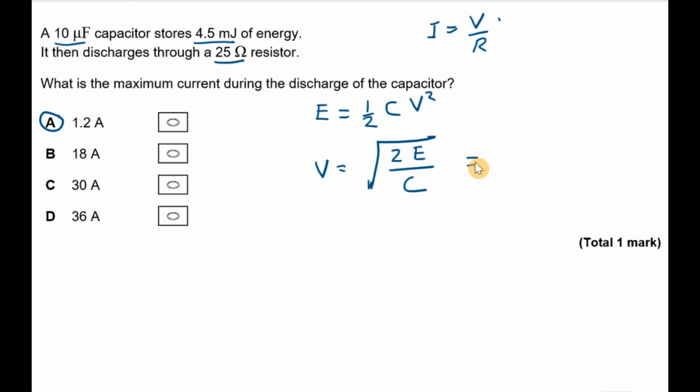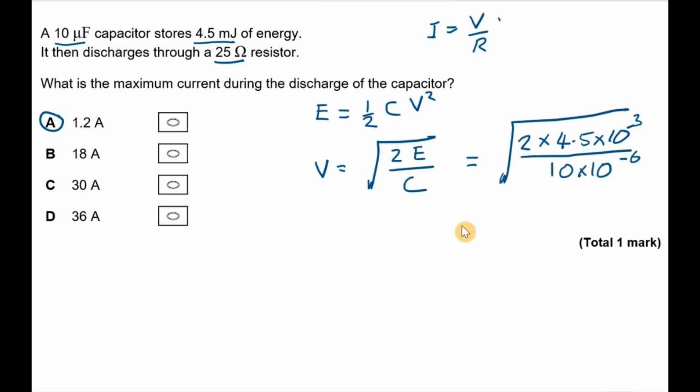I can put those numbers into my calculator. 2 times 4.5 times 10 to the minus 3 joules, as found from the question, divided by 10 times 10 to the minus 6 farads, all square rooted, will give me an answer of 30 volts.